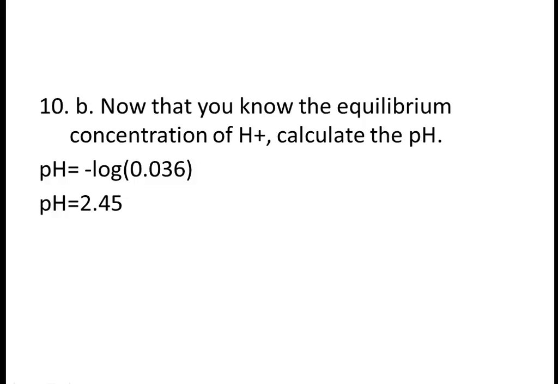For 10b, now that you know the equilibrium concentration of H+, calculate the pH. So all you do, for the pH, is you take the negative log of the H+ concentration, which is 0.036, and you get 2.45.